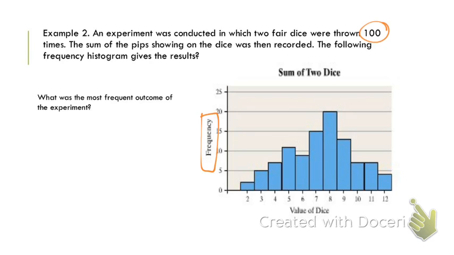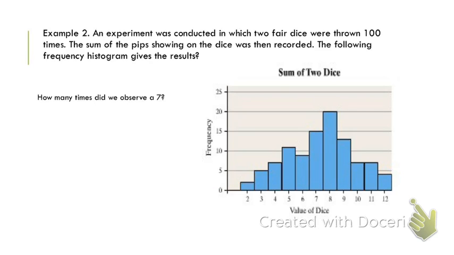What was the most frequent outcome of the experiment? 8. I think this section's pretty easy, just reading the graphs. And how many times did 8 occur? 20. The next question says, what was the least frequent? 2. And how many times did that one occur about? About 3? Like 2 or 3? I'd say about 2.